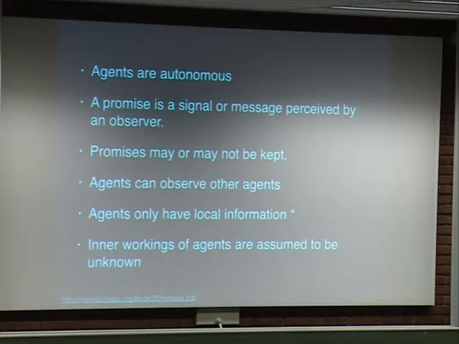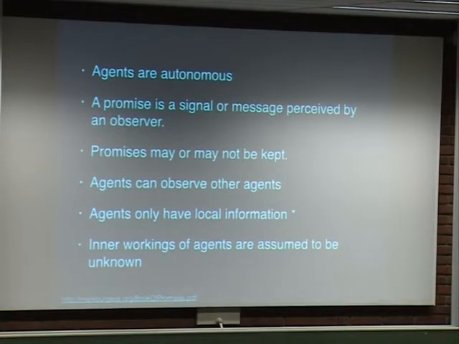So real quick, agents are autonomous. Each one of those little boxes, the test and repair loops, they're autonomous. They are their own little things. A promise is a signal or message perceived by an observer. So within a set of these things, they can look at each other and see what's going on. That's how they can cooperate.